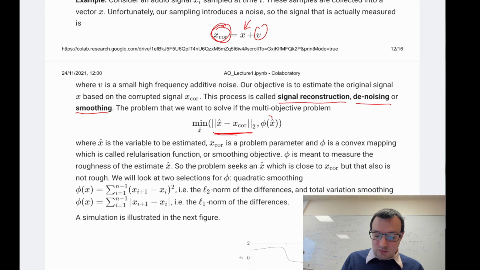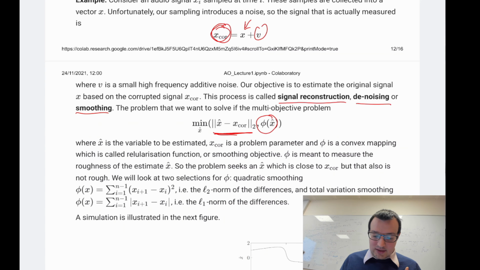But then we also want to regularize our estimated x, because we don't know anything about the real x. We have just x_corrupted, and what we want is an x which is close to x_corrupted. But we know that x_corrupted is corrupted by a high frequency noise. That means that the x that we want to find, we want to filter it. We want to have not a high frequency signal. So we want to smooth out the high frequency components.